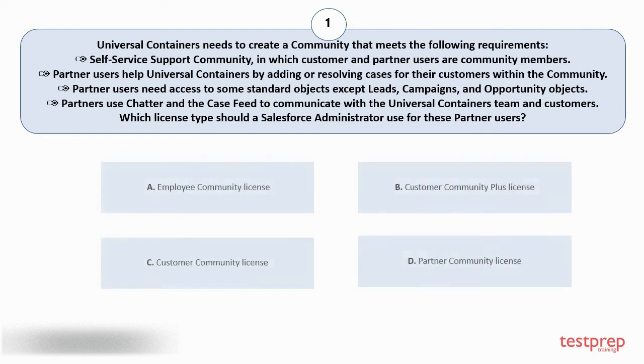Your options are: A. Employee Community License, B. Customer Community Plus License, C. Customer Community License, D. Partner Community License. The correct answer is option D.